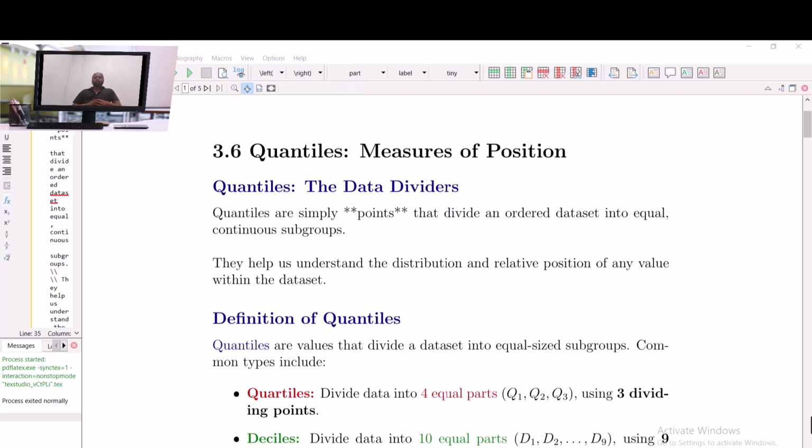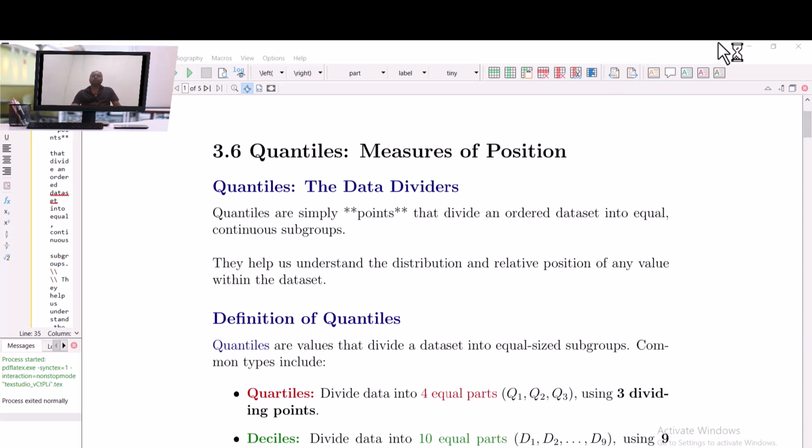Hello everyone, welcome back. In this video, we are going to learn about quantiles, or measures of position. In other words, quantiles are the data dividers. In particular, quantiles are simply data points that divide an ordered data set into equal continuous subgroups. These quantiles are helpful to understand the distribution and relative position of any value within the dataset.